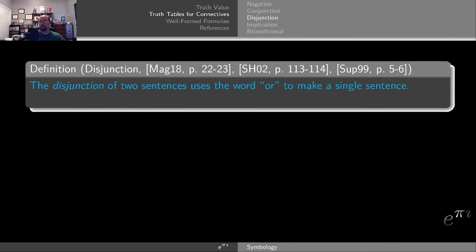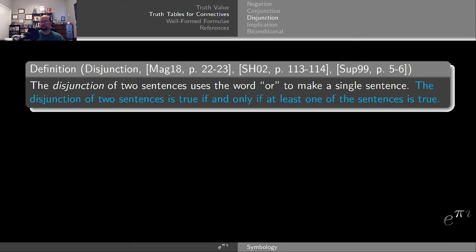Next, let's consider the disjunction. Now, recall the disjunction of two sentences uses the word or to make a single sentence. The disjunction of two sentences is true if and only if at least one of the two sentences is true. Now, if P and Q are my two sentences, P disjunction Q is written with this V symbol in between. So the disjunction is represented with this V symbol. P disjunction Q can be written this way. Now, notably, the V symbol here is the mirror image of the wedge symbol that was used for the conjunction. Now, why are the two symbols used together like this? Well, that's actually going to be explained in a later video.